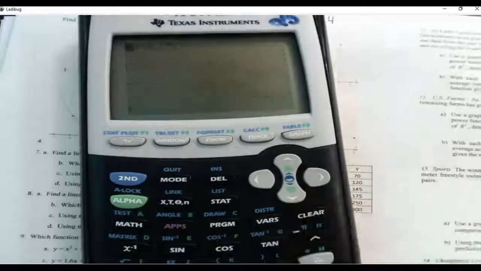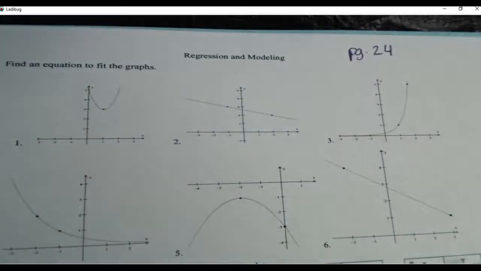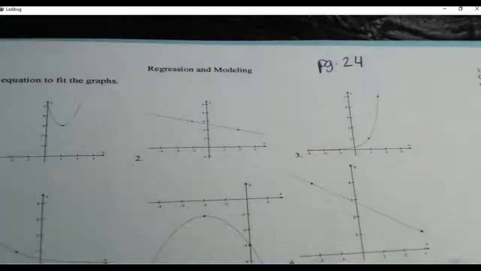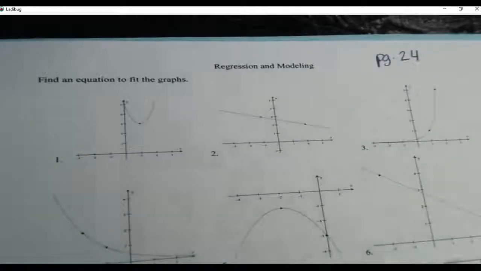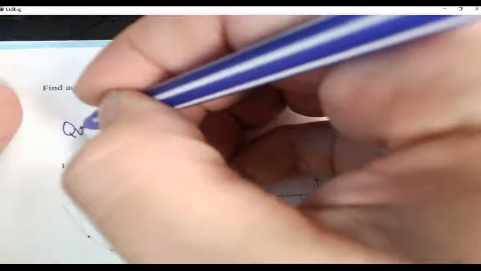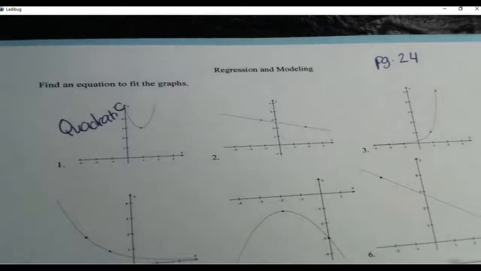Alrighty. So now let's find some regression. So let's look at this first graph. What kind of graph is this first graph? Anybody know? What makes a U shape? A quadratic, yeah. So this first one is a quadratic. Good. So we've done exponential, we haven't done linear, but for exponential and linear, you only need 2 points to type it in and find the regression line. For quadratic, you need 3 points.